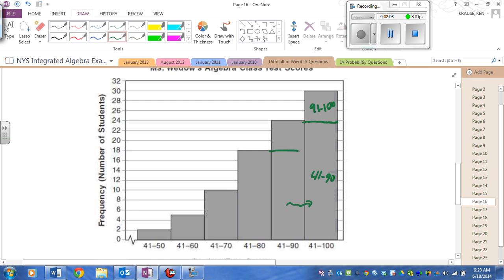The scores here are from 41 to 80, and these are the scores from 81 to 90. Again, these are the scores from 41 to 70, and these are the scores from 71 to 80. These are the scores down here from 41 to 60. These are the scores from 61 to 70. And finally, these are the scores from 41 to 50, and these are the scores from 51 to 60. And these are just the scores from 51 to 60.